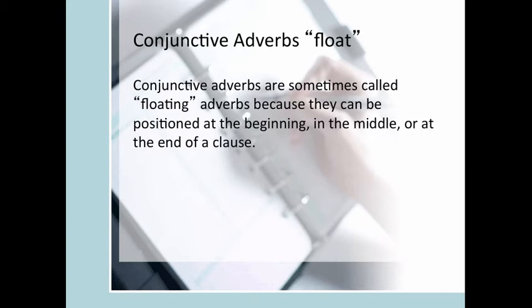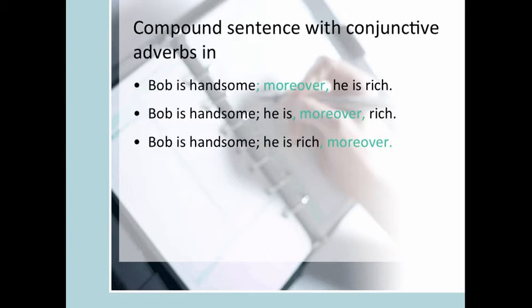Conjunctive adverbs are sometimes called floating adverbs because they can be positioned at the beginning, in the middle, or at the end of a clause. So, for example, Bob is handsome; moreover, he is rich. Bob is handsome; he is, moreover, rich. Bob is handsome; he is rich, moreover.